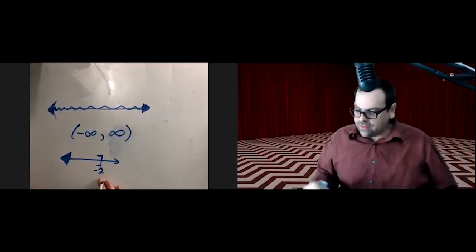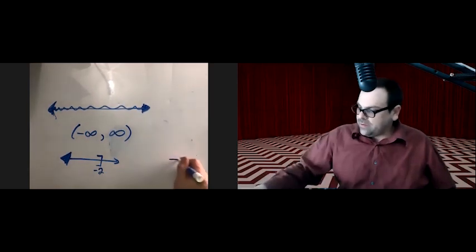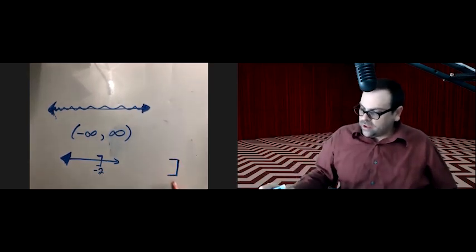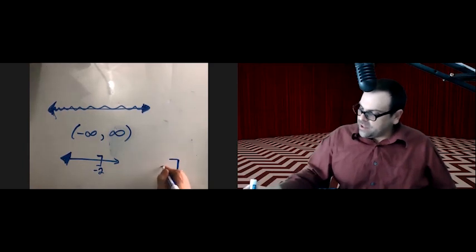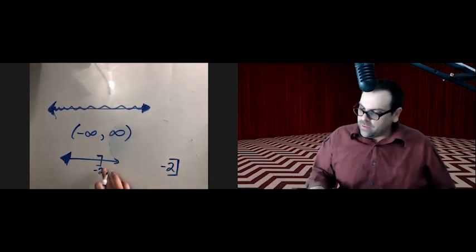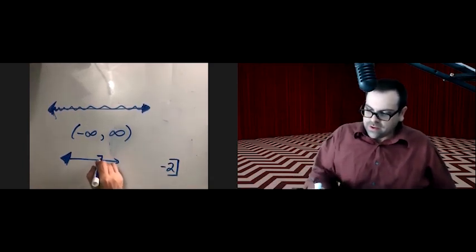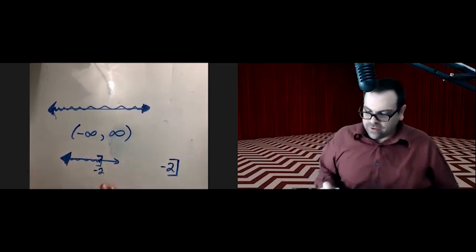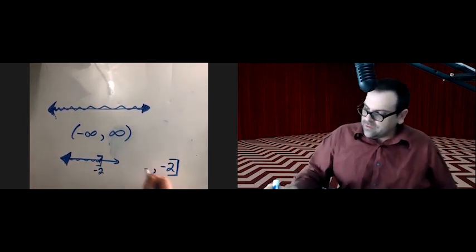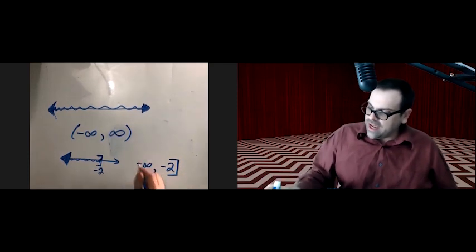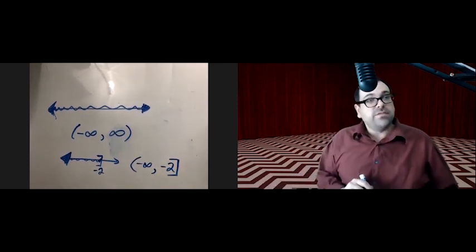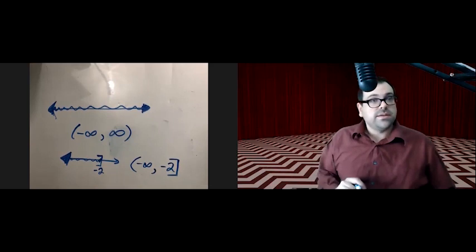So this here, we would have a closing endpoint, a second point of -2. It would have a square bracket with it. But since it's on and on forever in the negative direction, it's going to begin with negative infinity. Negative infinity always takes a parenthesis.